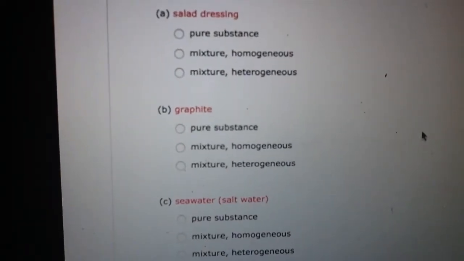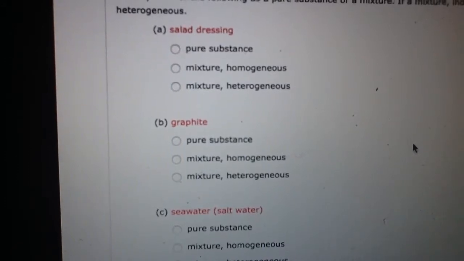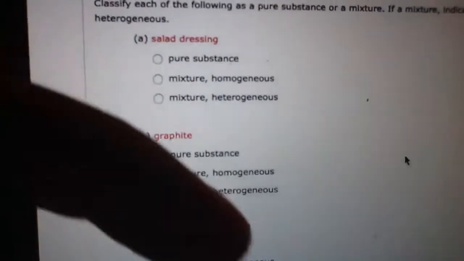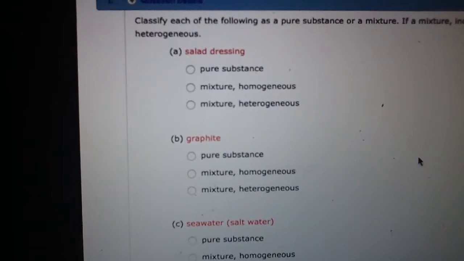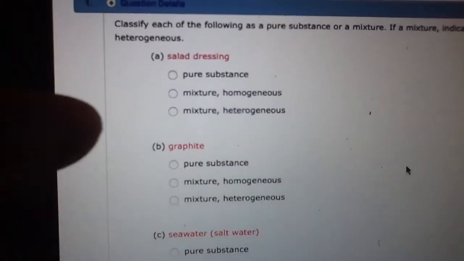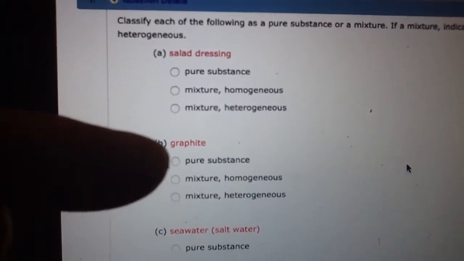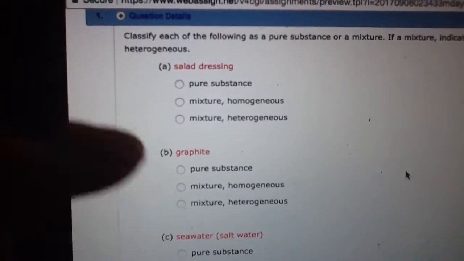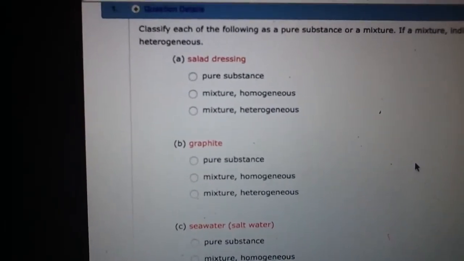Graphite, on the other hand. If you did not know this already, graphite is considered to be all carbon, made of completely carbon. If it looks completely uniform and there is only one type of atom present, you can consider it to be a pure substance. So this would be graphite. If it is pure graphite, which we're going to imply here, it would be a pure substance. In no case would it ever be a mixture, even if there were some impurities in it, because it looks uniform throughout.